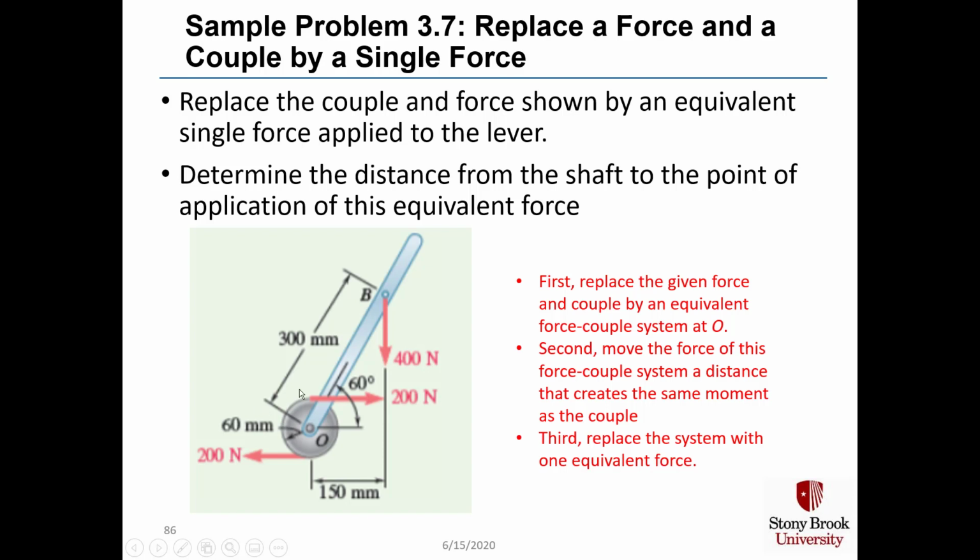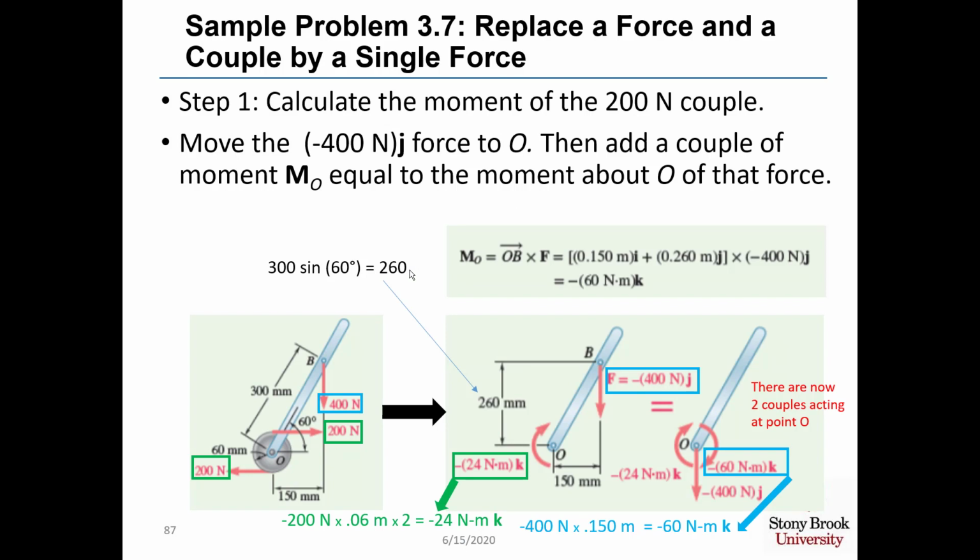We'll also determine the distance from the shaft to the point of application of the equivalent force, meaning if the current force, 400 newtons, is 300 millimeters between point O and B, we'll find what that new distance is for our equivalent force. Step 1, we have to calculate the moment of the 200 Newton couple. And then we'll move our minus 400 Newton J force to point O, and then we'll add a couple of moment M sub O equal to the moment about O of that force.